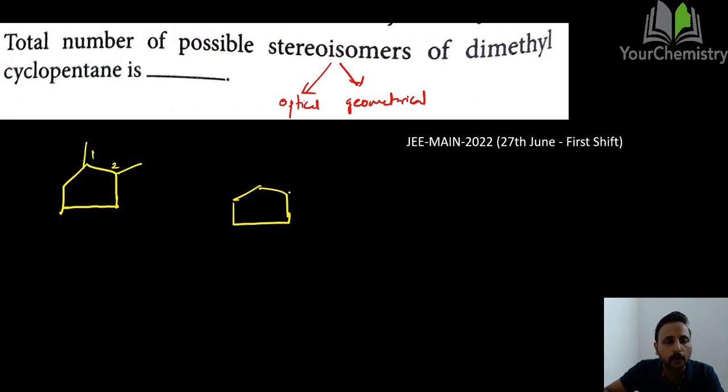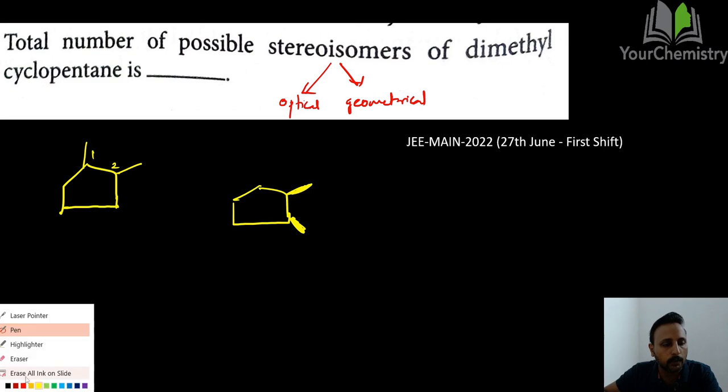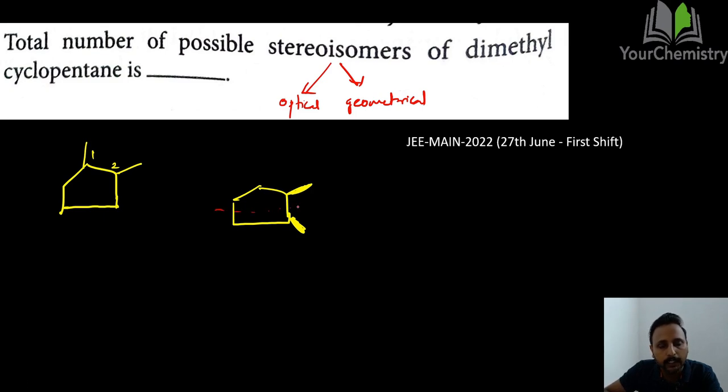Let us take another 2 positions. Let's take these 2 positions, and I am going to draw a plane passing like this. So I can divide this equally into 2 halves. That means only one structure is possible from this. But this is a cis form, right? This is a cis form. So that means I can draw a trans form of this. That means one CH3 upward and one CH3 downward.